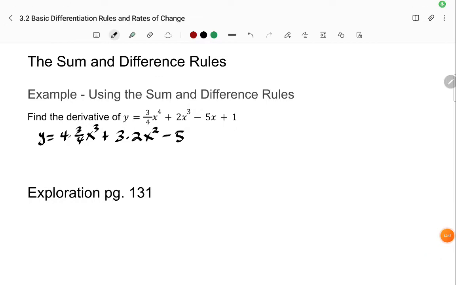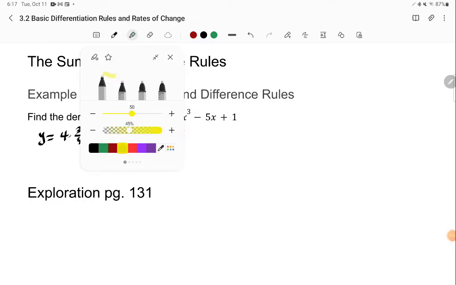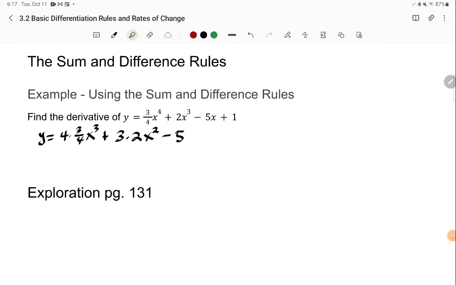All right, so when we do this, remember when we find the derivative using the power rule, we're going to bring this down and multiply. So that's where that 4 came from. That's where that 3 came from. And you can imagine there's a 1 up there. So when you multiply 5 times 1, it's just 5. And this is a linear, so the derivative of 5x is 5. The slope of 5x is 5.